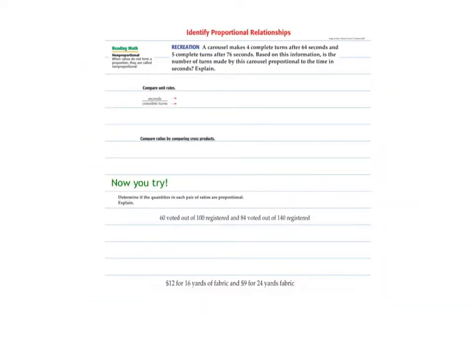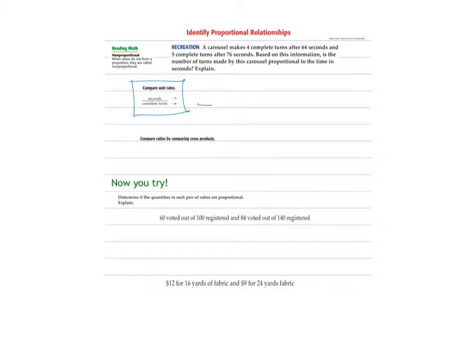All right, so we're going to try this first one together. It says the carousel makes 4 complete turns after 64 seconds and 5 complete turns after 76 seconds. Based on this information, is the number of turns made by the carousel proportional to the time in seconds? Explain.